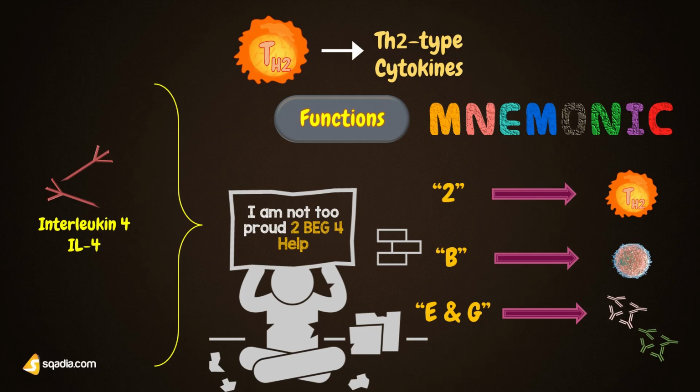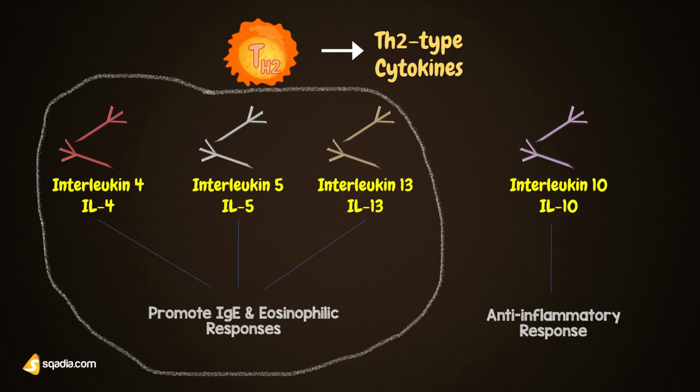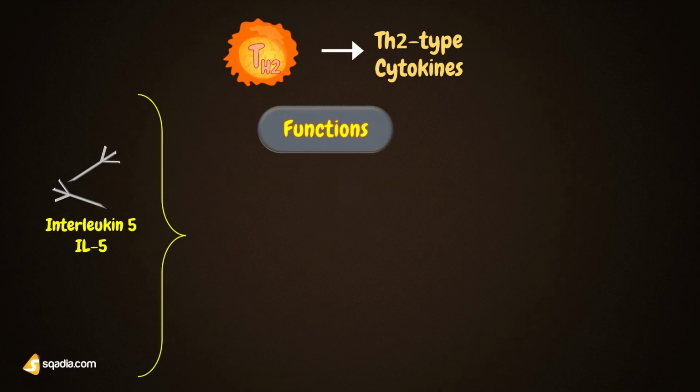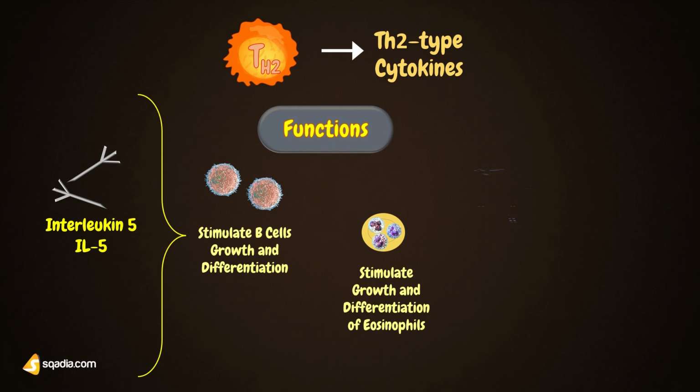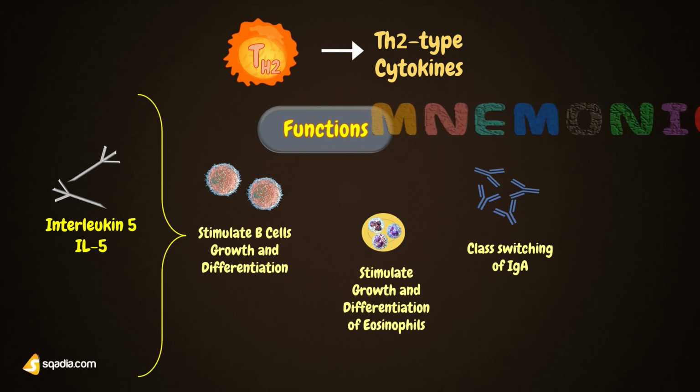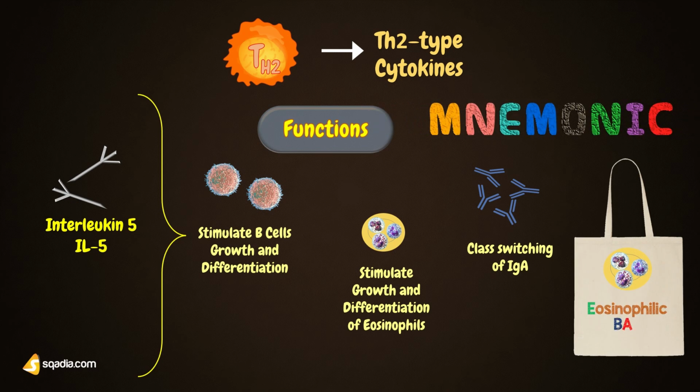Another cytokine released by the Th2 helper cells is interleukin 5. This cytokine promotes the growth and differentiation of B cells, and also stimulates the growth and differentiation of eosinophils. It also enhances the class switching of Ig antibodies. Memorizing the functions of IL-5 is made easy with the help of this mnemonic. Eosinophilic bag, where each coloured and capitalized letter is associated with a function of the cytokine interleukin 5.